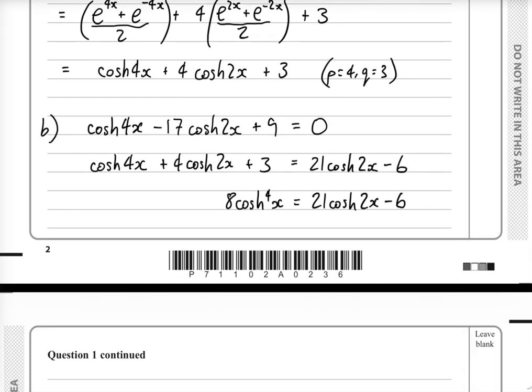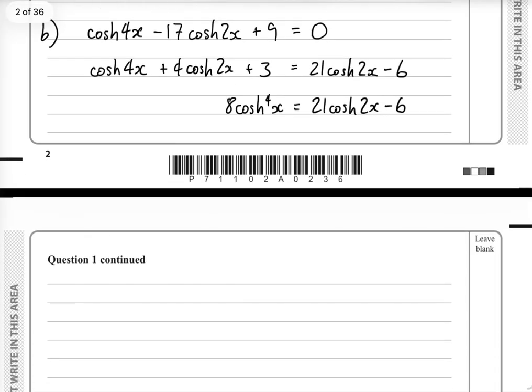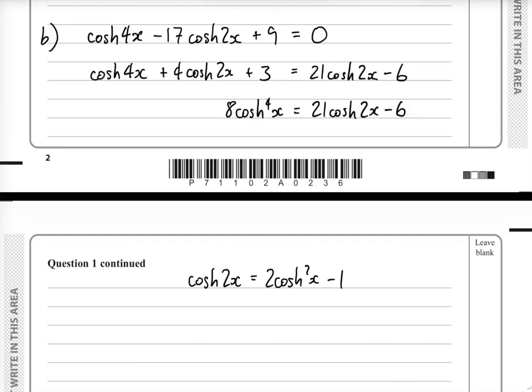And you might think, well, how is this any easier? We've got a power 4 with an x, and then a power 1 but with a 2x. But remember, we can apply our double angle formulae with hyperbolic trig just as we can with normal trig. We have cosh 2x is equal to 2 cosh squared x minus 1. And if you forget that, there is enough information in the formula booklet to work it out.